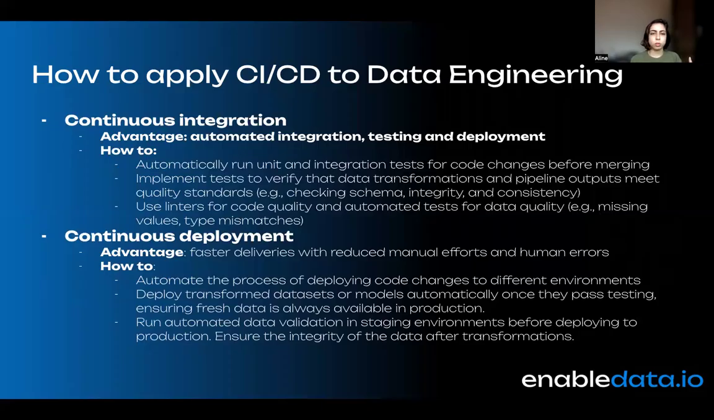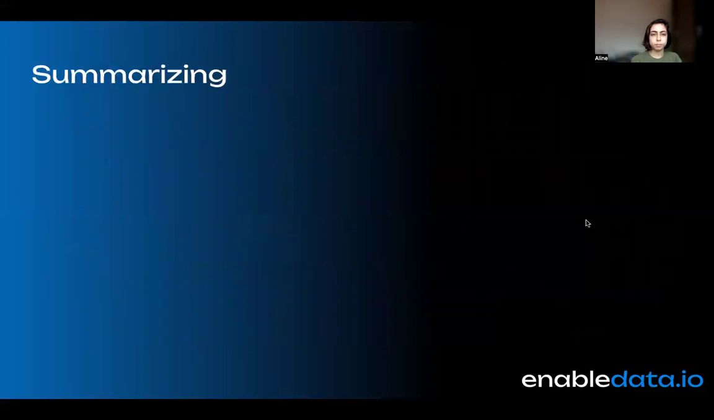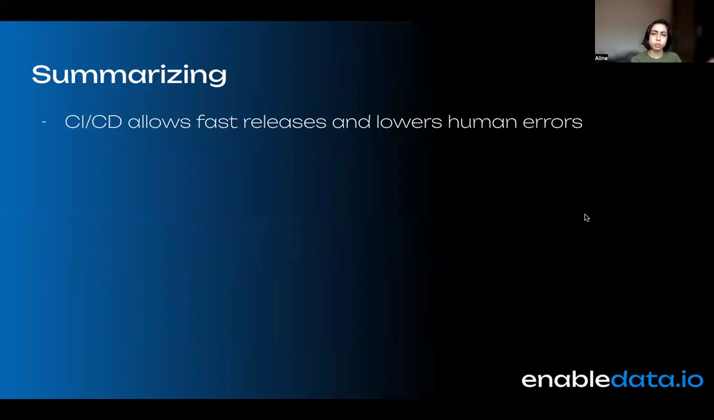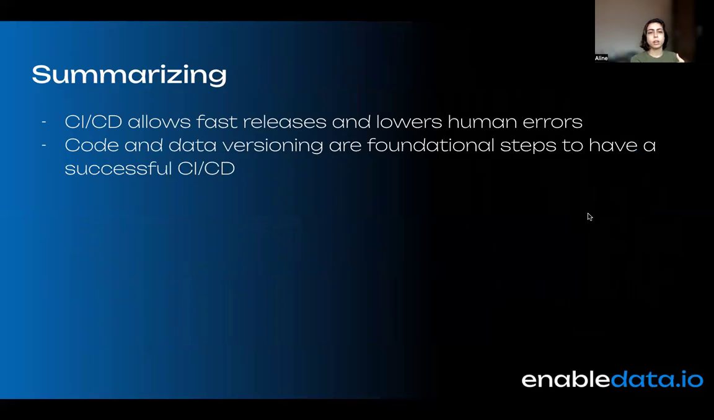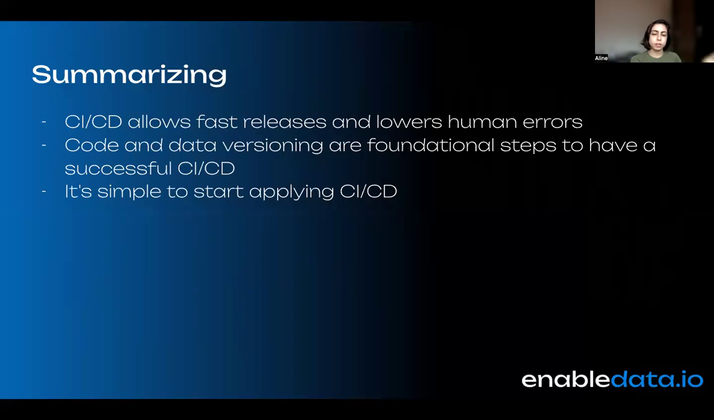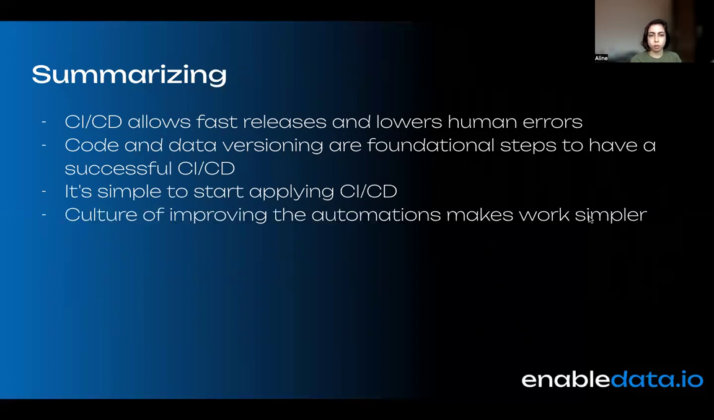What should you pay attention to? Code quality, tests, automation, and also environment management. So, summarizing, CI/CD allows faster releases and fewer human errors. Code and data versioning are foundational steps to have a successful CI/CD, as well as environment management. It's simple to start applying CI/CD because you only need to understand your steps of work and then automate that. Your steps to update your production environment, just automate that.